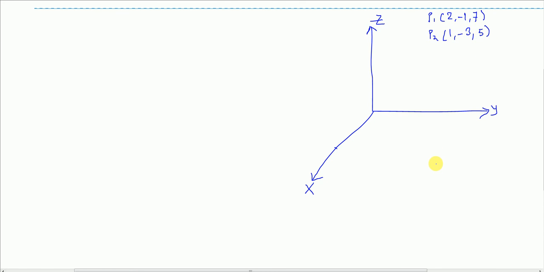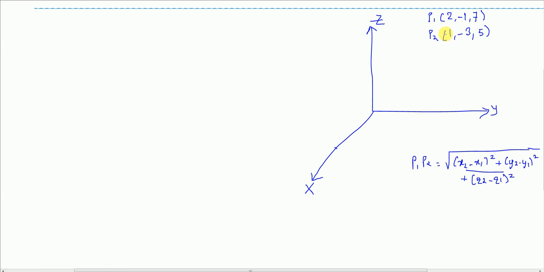We have to find the distance between two points P1 and P2: x2 minus x1 whole square plus y2 minus y1 whole square plus z2 minus z1 whole square. Okay, this is the form. This all comes under one root.